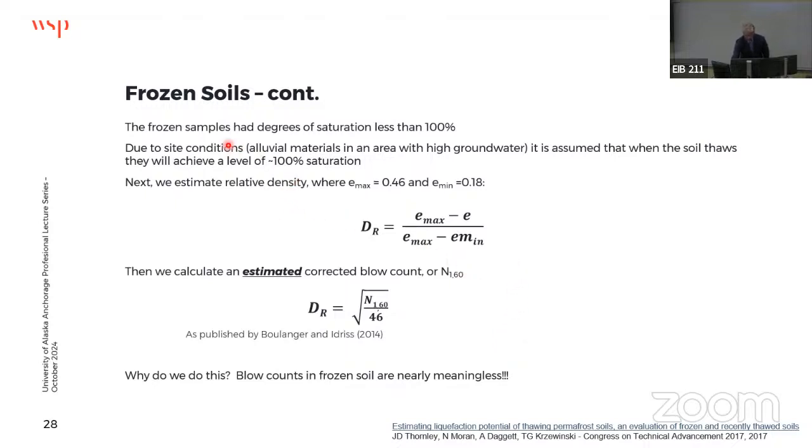One of the things that we know is that frozen samples tend to have less saturation than 100%. But when you're below groundwater, after your site's thawed and you have full saturation, you could assume that you're going to get nearly 100% saturation, right? And so you're pretty wet there. Then I promise there are not very many more equations.